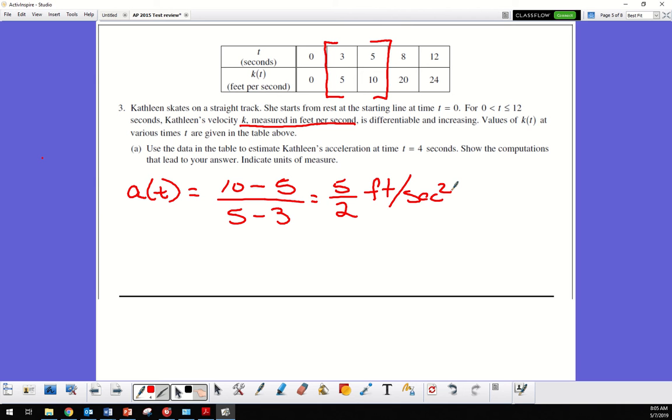That one was pretty straightforward, right? Okay, so now let's look at points on this one. If I have the 5 over 2, that's 1 point, and if I have the feet per second squared, that's another point. So that's 2 points total there.